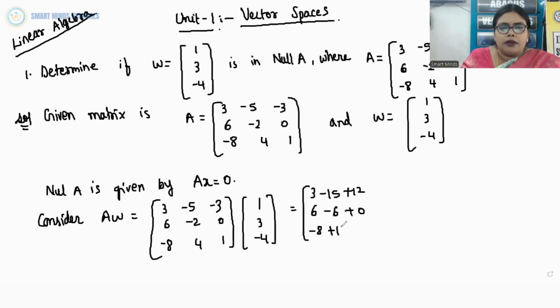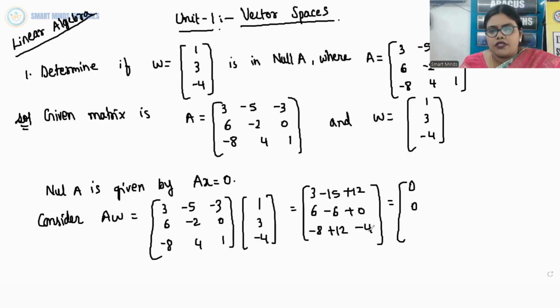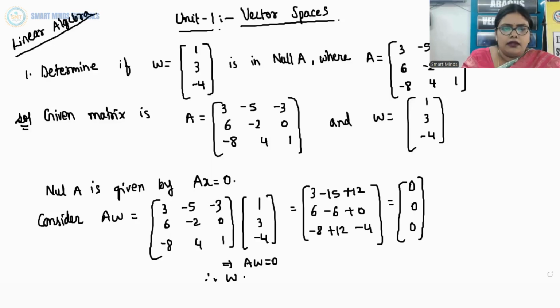Minus 8 plus 12 minus 4. So 12 plus 3 is 15. 15 minus 15 is 0. 6 minus 6 is 0. Minus 8 minus 4 is minus 12. And minus 12 plus 12 is 0. Okay. So that means AW is equal to 0. Therefore, you can say W is in Null A.